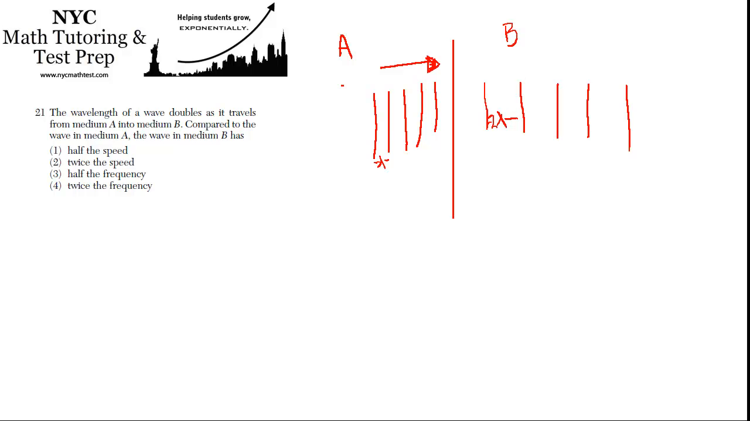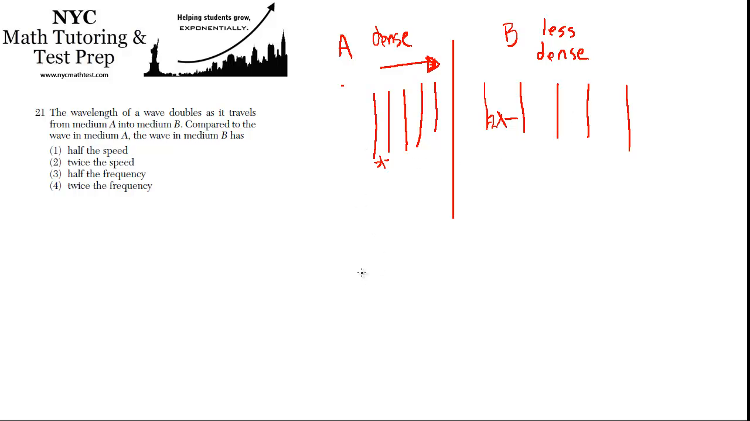So, what does that mean? It's traveling from medium A to medium B, and now all of a sudden the wavelength went from being lambda to being 2 lambda. Well, it must mean that this medium A is relatively dense, and then at B it's less dense, and that's what has allowed the wavelengths to be further apart.